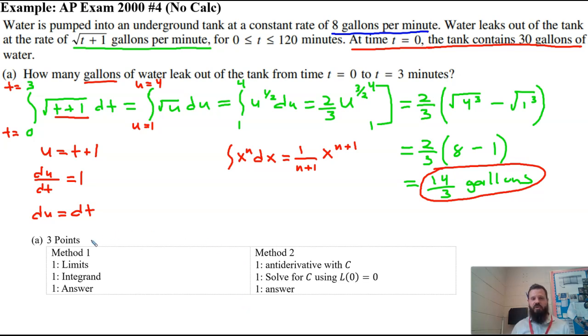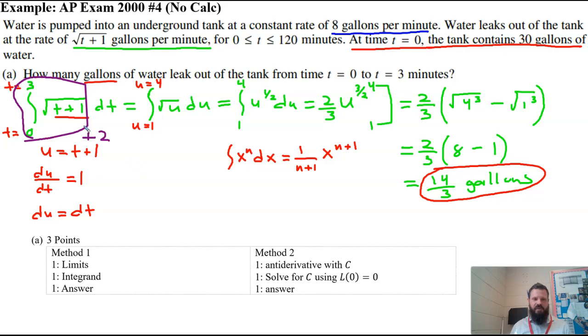So this question here is worth 3 points. And there's 2 different ways we can approach it. We stuck with method 1 here. Now here, I'm going to get a point for the limits and the integrand. In other words, just by setting up this integral, I'm going to get a +2 if I can get that right.